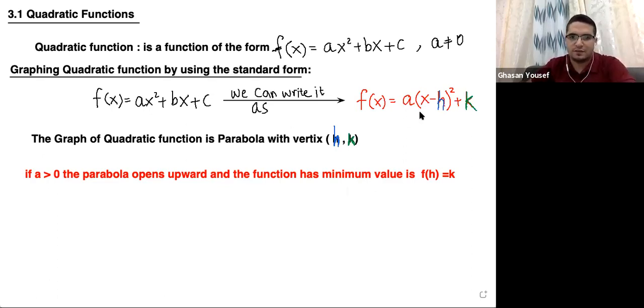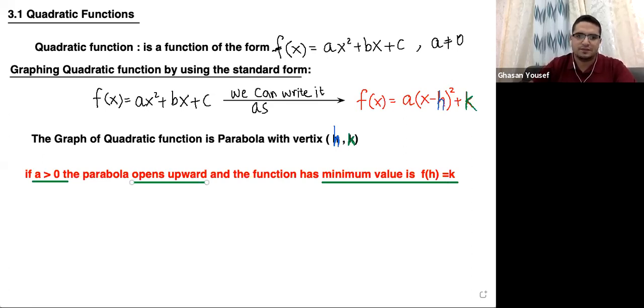So the two important things from a: this a can help me to know how the parabola opens. The parabola opens sometimes upward or sometimes downward. So if this a is positive, the parabola opens upward, and at the same time the function has a minimum value. The minimum value is f of h equal k, the y coordinate of the vertex. And also we have to know the parabola opens upward.